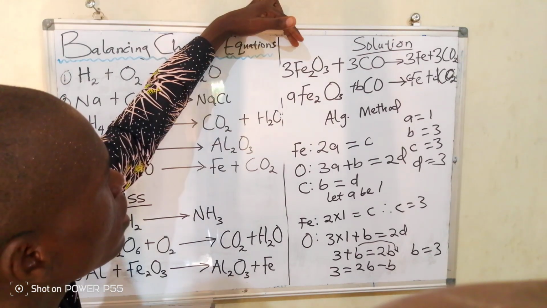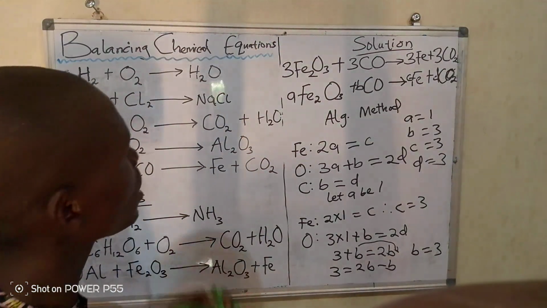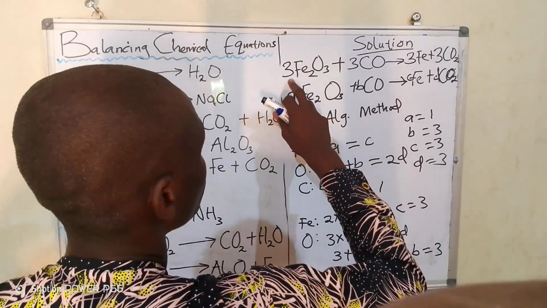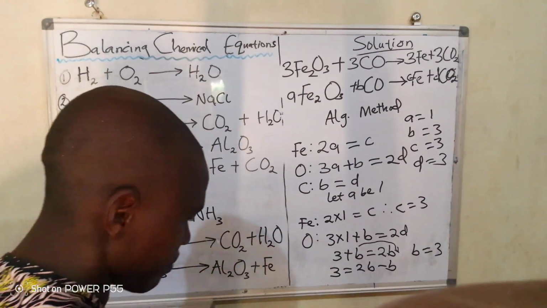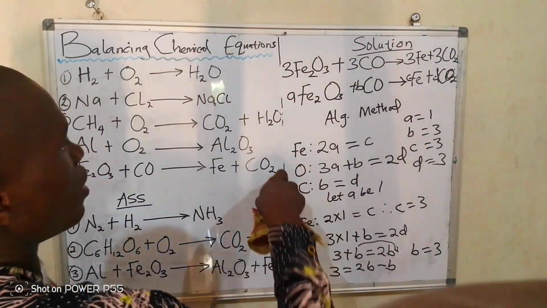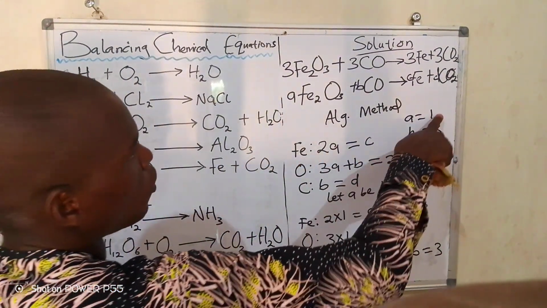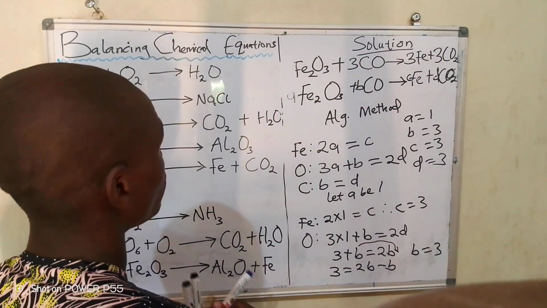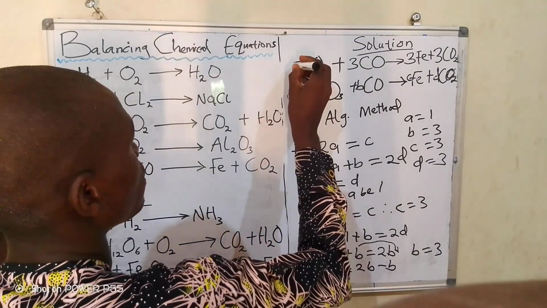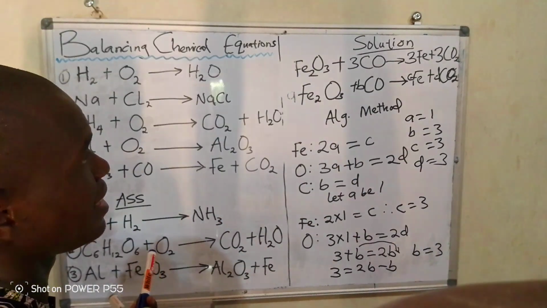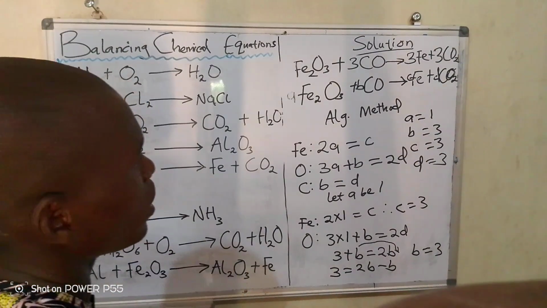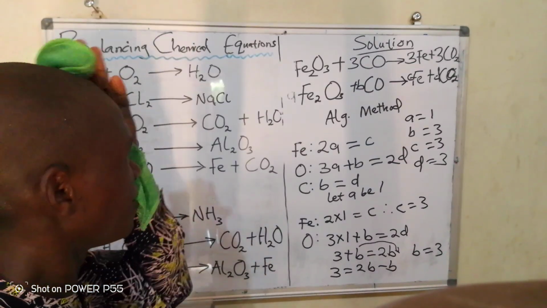Sorry, I need to check this. It's not balanced, so we need to check it carefully. Okay, sorry, I'm the one that made the mistake. Our A is 1, so it's supposed to be here. A is 1, so it's usually omitted.